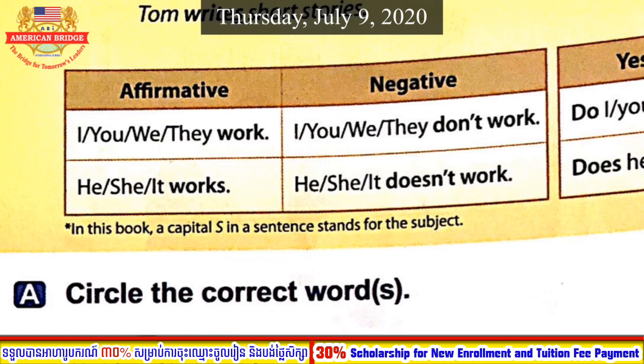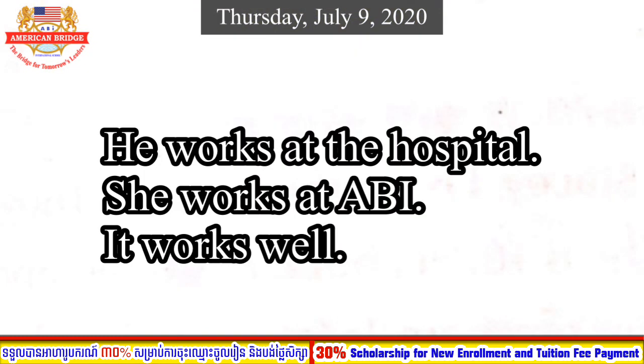But when our subject is third person singular like he, she, or it, we have to add s or es. So when do we add s and when do we add es? Remember, most verbs we add s. Example, he works, she works. Example, he works at the hospital, she works at ABI. It works well. So we need to add s.